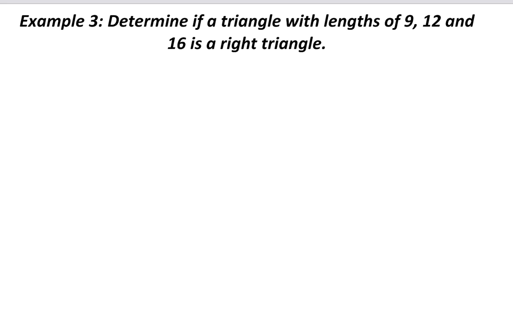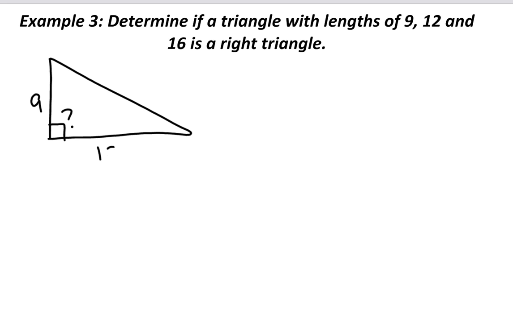Lastly, given three lengths, 9, 12, and 16, is this a right triangle? That's what we're trying to figure out. 9 and 12 are interchangeable. They're the legs of the triangle, and 16 must be the hypotenuse. We know this because the hypotenuse is always the longest side. So I'm going to say that a is 9, b is 12, and c is 16.